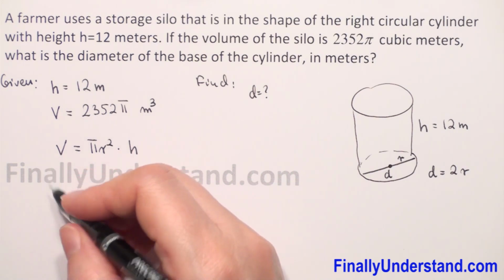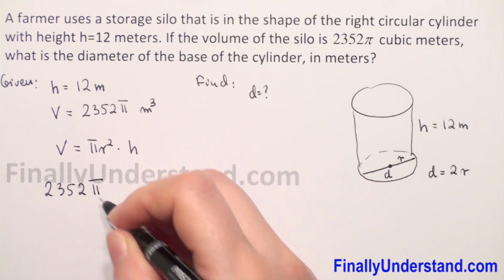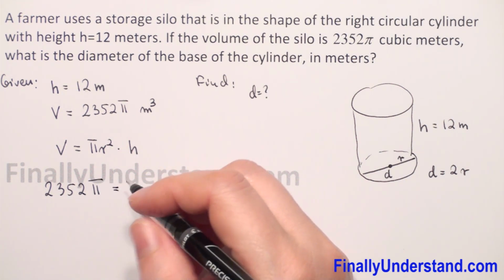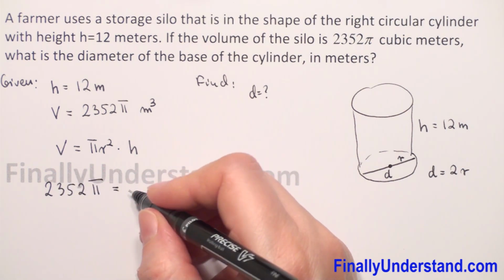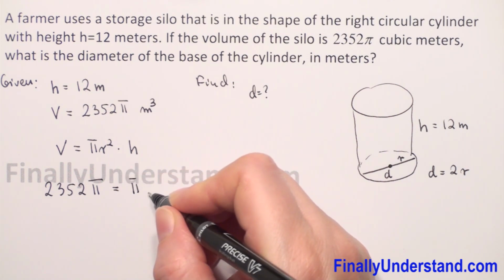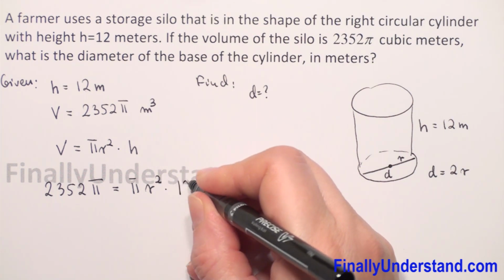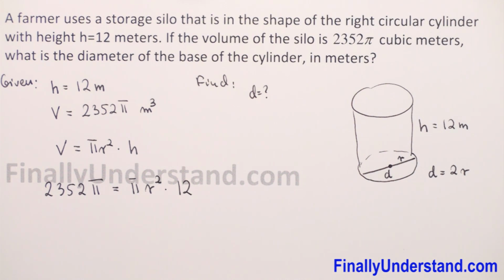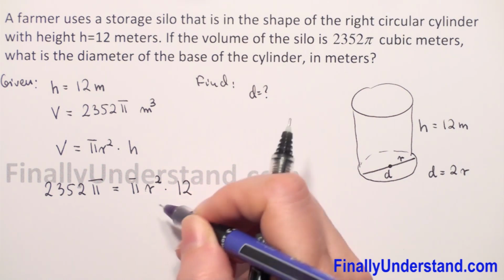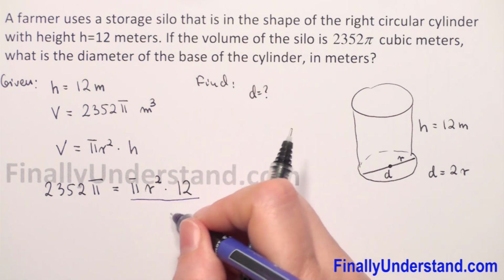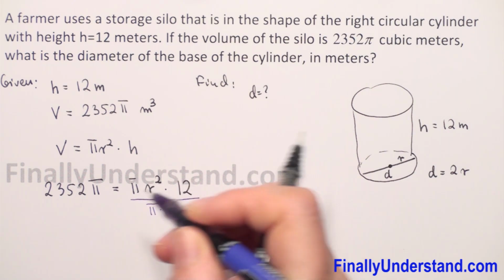First we will substitute V. V is 2352 pi, and this is equal to, we don't use the units, we add the units at the end, pi R squared times H, which is 12. So first I will divide both sides by 12, and we also don't need pi because we need to find R. So we will divide by pi and 12.